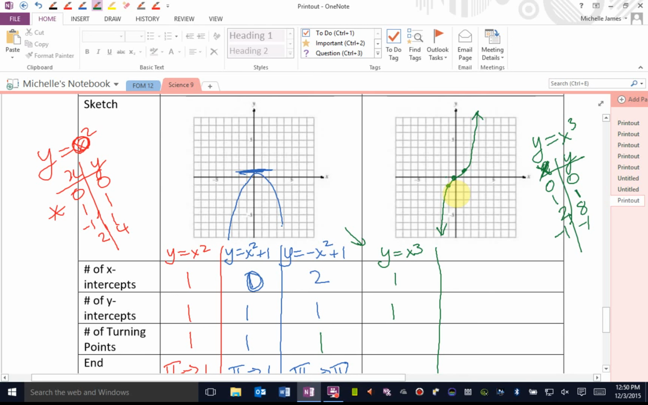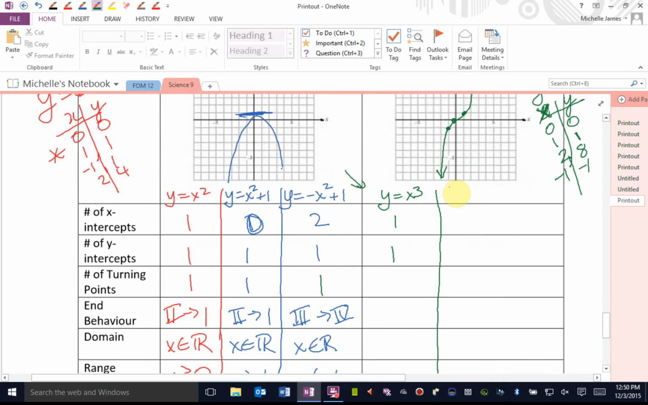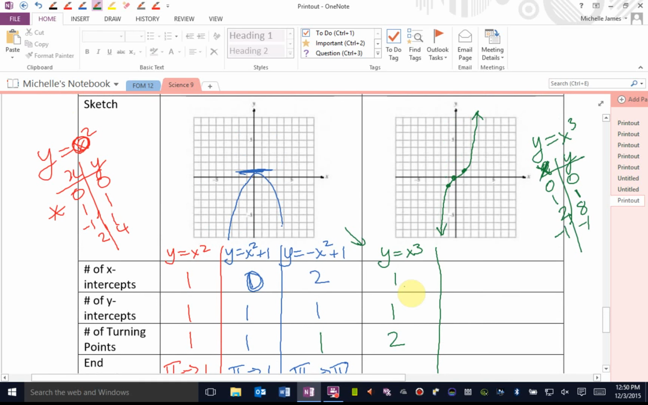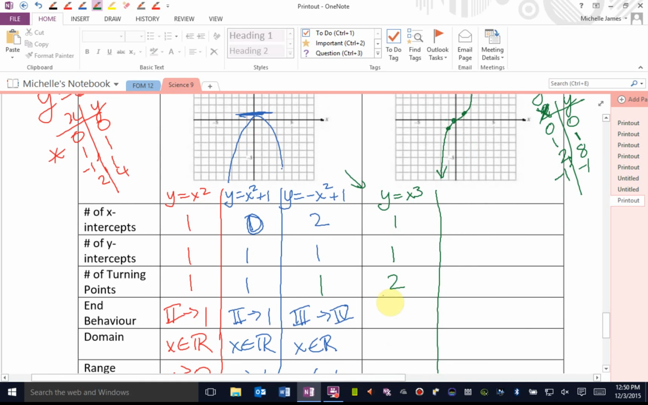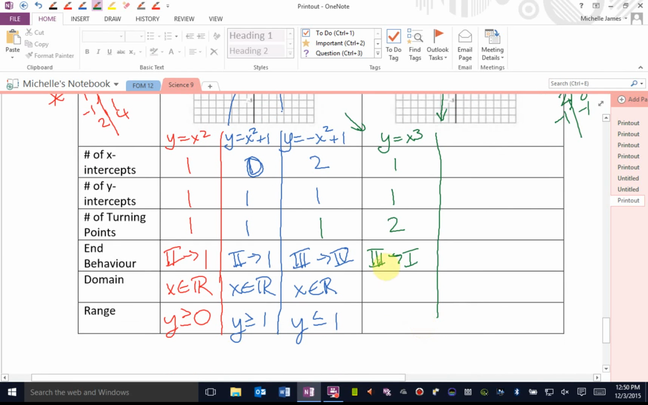Okay, number of turning points? 2. So it changes direction here and then there again. Start and end behavior for this graph? 3 and 1. Domain? Everything. Same with range.